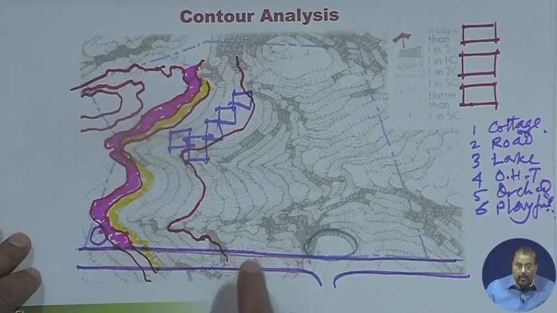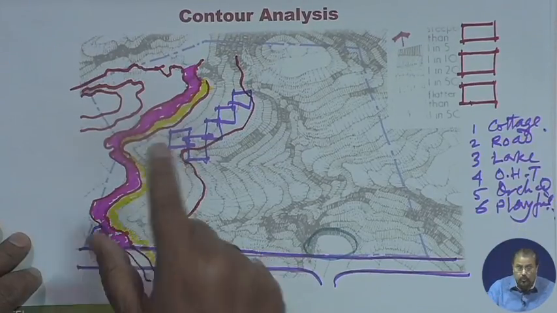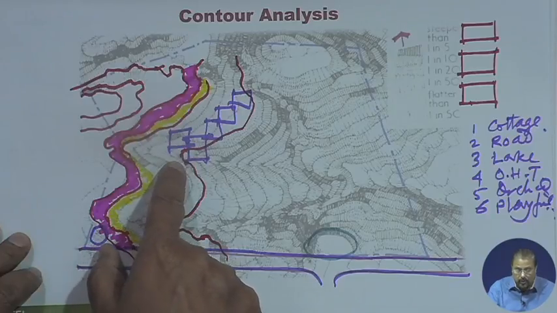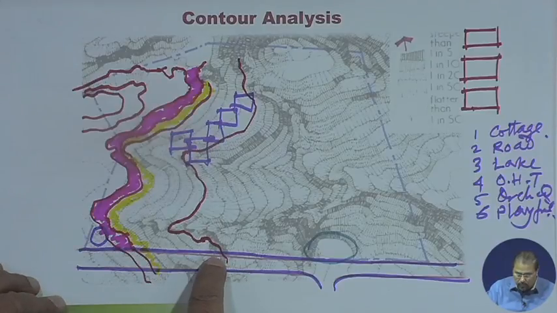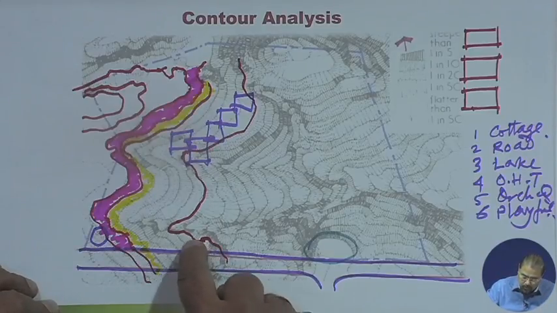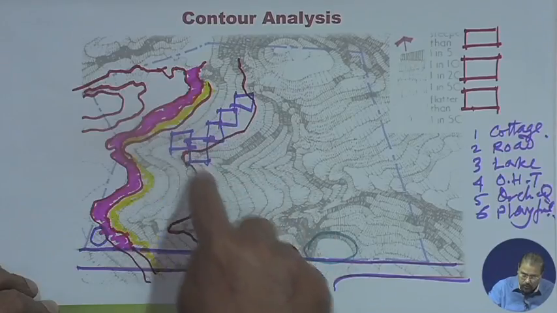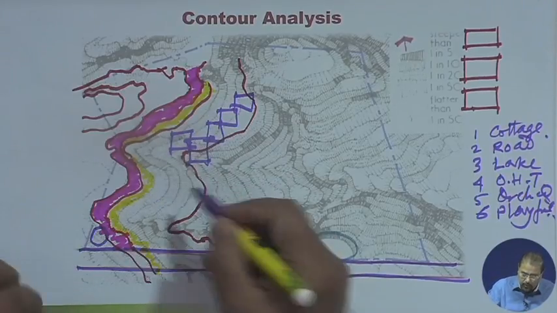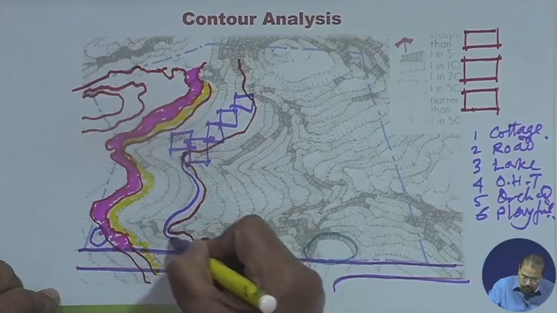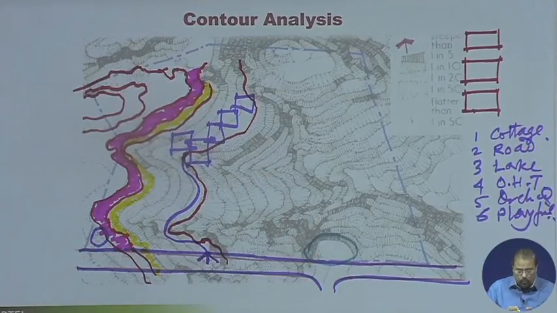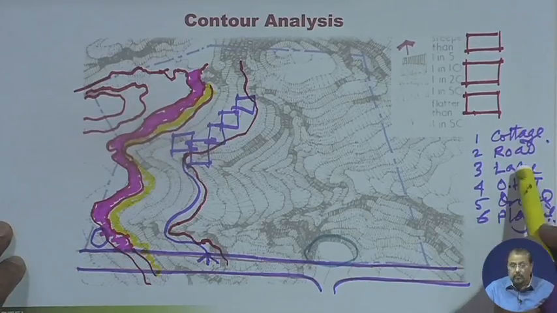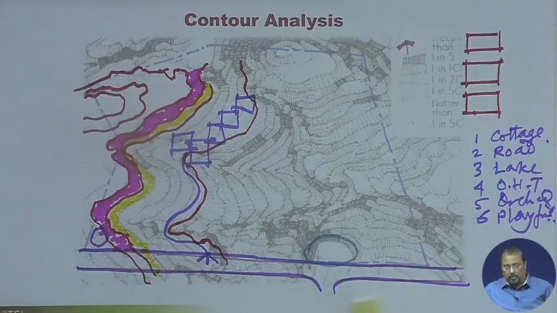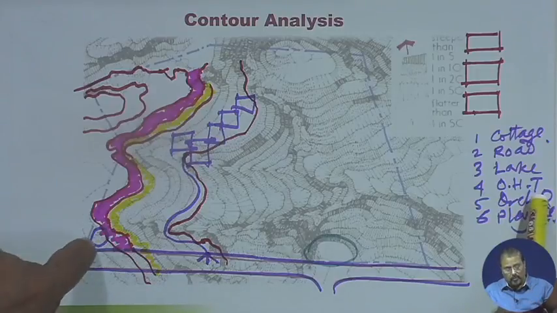Then the road, I have to connect. The best possible connectivity to this particular cottage is from the same level. So if this is the particular level, this contour which runs in this direction and ultimately matches with this cottage, then this is the best possible position by which I can have my access road. Then lake, here is the lowest point in the whole site, this is the lake. Then overhead tank, the highest point in the whole site, this is the point.